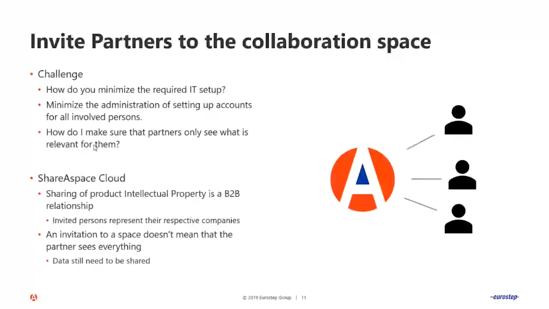First of all, in ShareAspace Cloud, I should mention that sharing intellectual property is typically a business-to-business relationship because we're sharing IP sensitive data between companies and not persons. So we're actually inviting companies rather than persons. But of course, there has to be one representative to begin with at that company. And also, when you invite the partner, it doesn't necessarily mean that they see everything. We still need to actively share information with them, and we come back to that later in the process. But Matthias, if you can continue with the process.